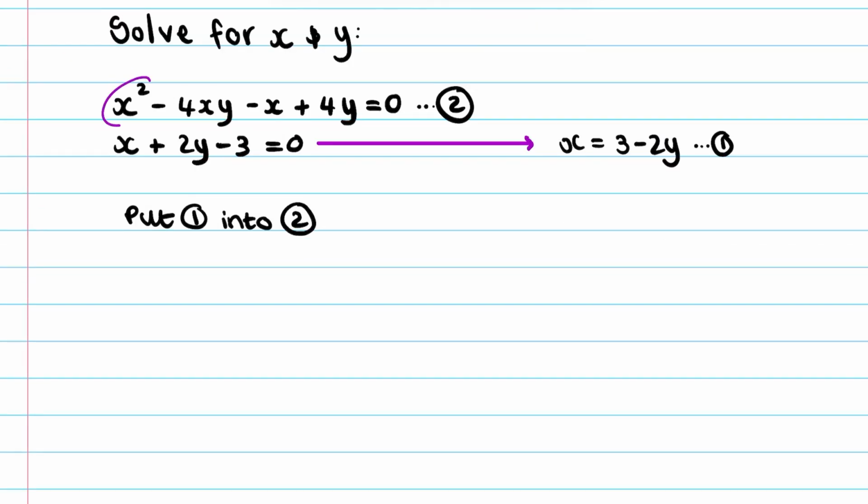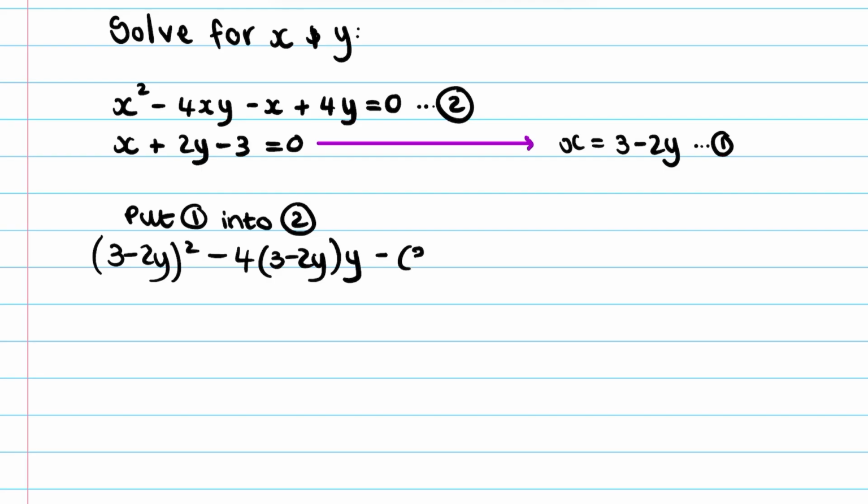Awesome. So what we want to do is wherever we see x here, we want to make sure that we are substituting that bad boy into it. It's going to look like this: 3 minus 2y squared minus 4 times 3 minus 2y. But then I mustn't forget my y at the end there. And then I've got minus 3 minus 2y plus 4y equals to 0. Awesome. Everything is already on the one side, which is fantastic. Then the next thing that I want to do is expand these brackets.